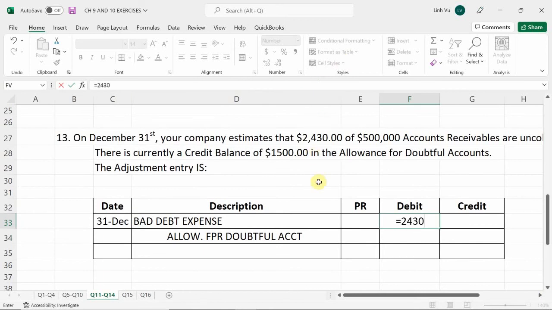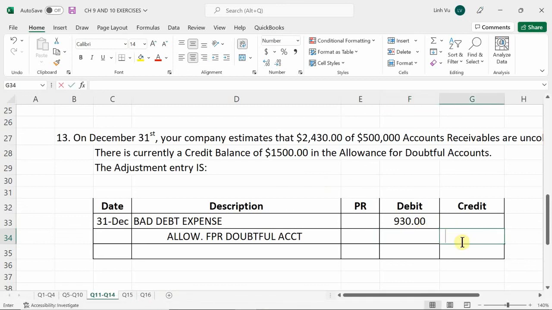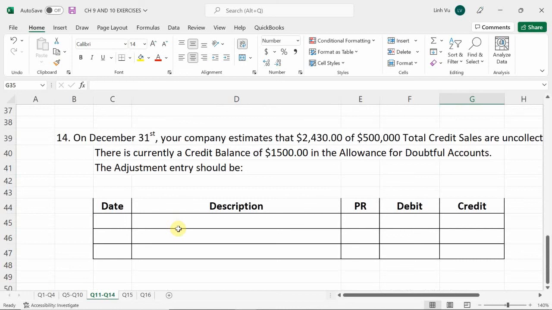Good. So in this case, we're going to take the 2,430, and because there's a credit balance of 1,500, you are already on the right side. The main goal is that the estimated amount is what you're trying to get your ending balance to be. So if I'm already on the right side, how many more do I need to get to that exact number, 2,430? You're going to subtract the two numbers, and that's going to give you 930.